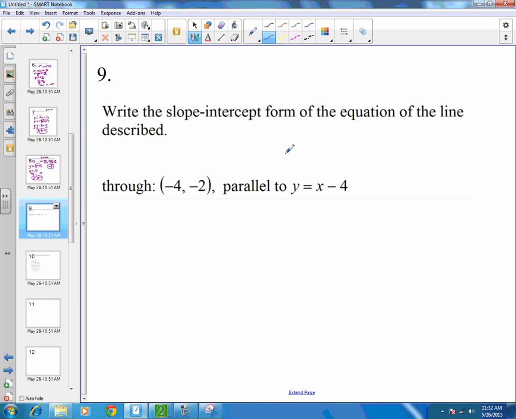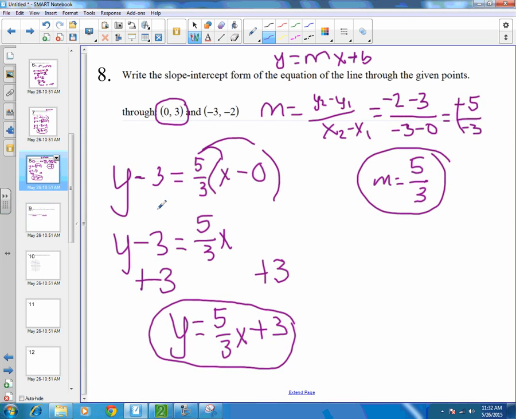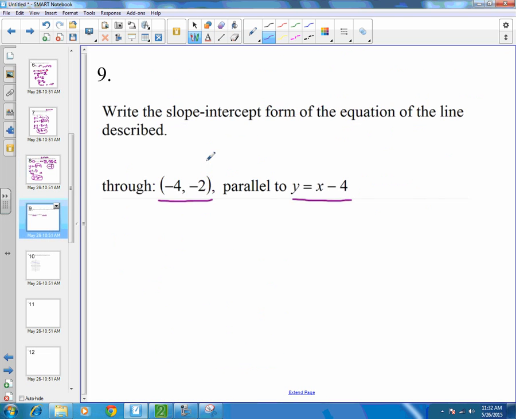All right, question 9 says, write the slope-intercept form of the equation of the line described. So our line goes through the points -4, -2, and is parallel to y equals x minus 4. So in order to do it in this form, we need a point and our slope. So we have our point here, we don't have our slope. They just tell us that it's parallel. Well, we should know that 2 parallel lines have the same slope. So I'm going to look at where is my slope in this equation, y equals mx plus b. It should be whatever number is in front of the x. If there is no number and there is an x, it should be understood as +1.